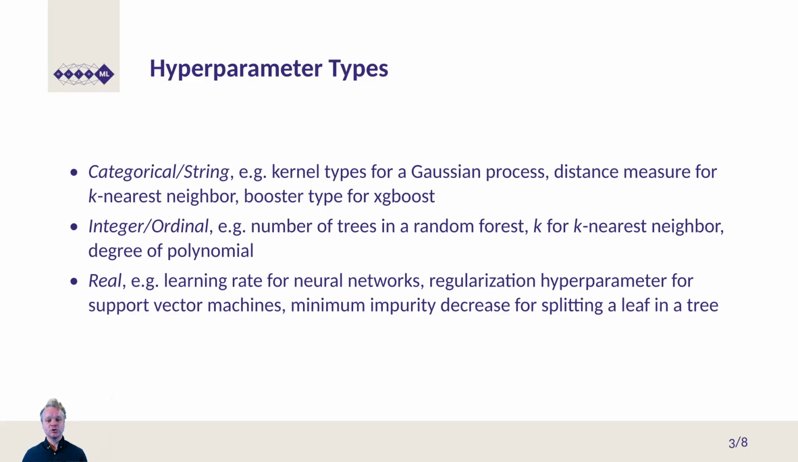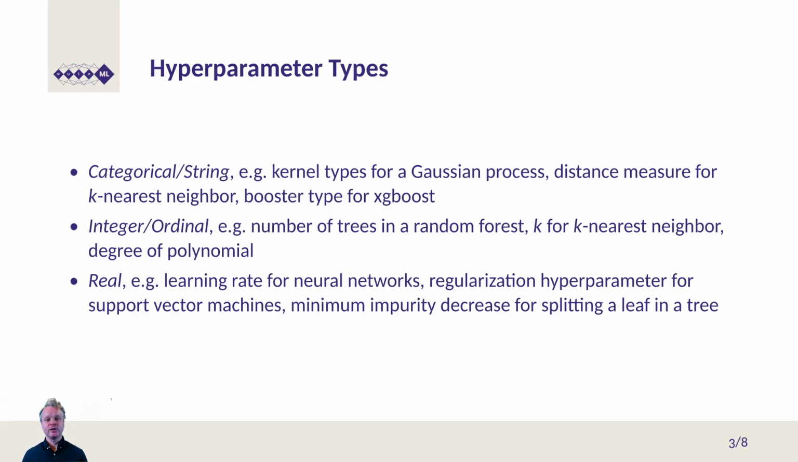Then we also have integer or ordinal hyperparameters. This would be, for example, the number of trees in a random forest, the value of k for k-nearest neighbors, so how many neighbors should we take into consideration when we decide what value to predict, or the degree of the polynomial in a polynomial regression. They can also take real values, for example, the learning rate for a neural network, regularization hyperparameters for support vector machines, or the minimum impurity decrease when we're splitting a leaf in a tree.